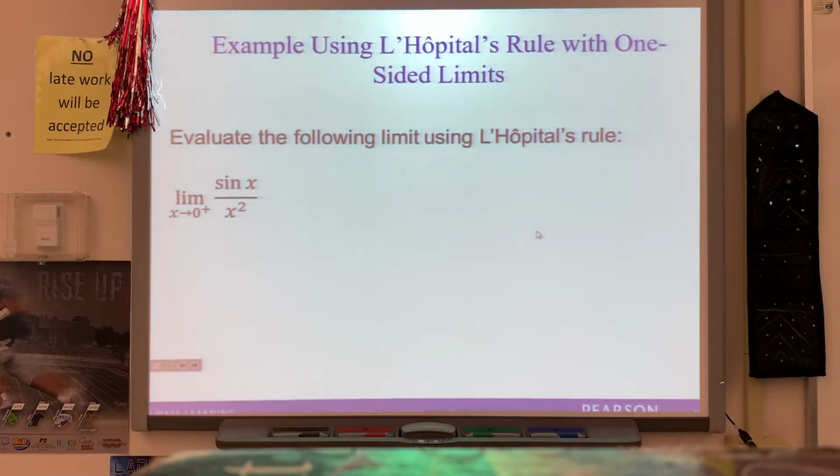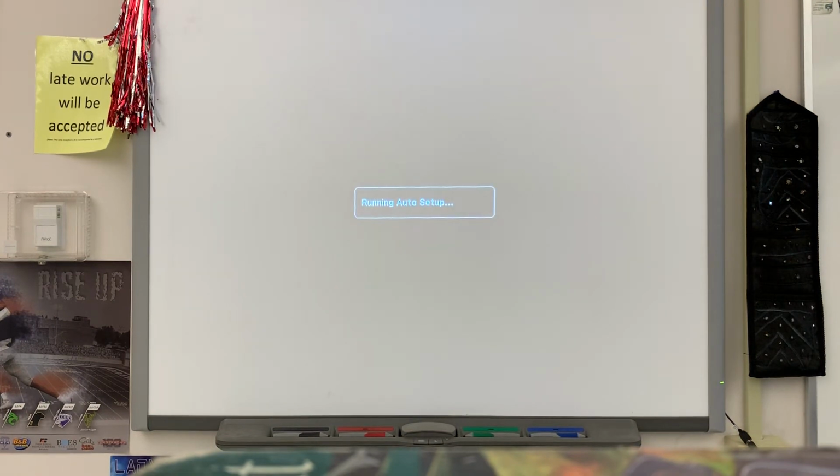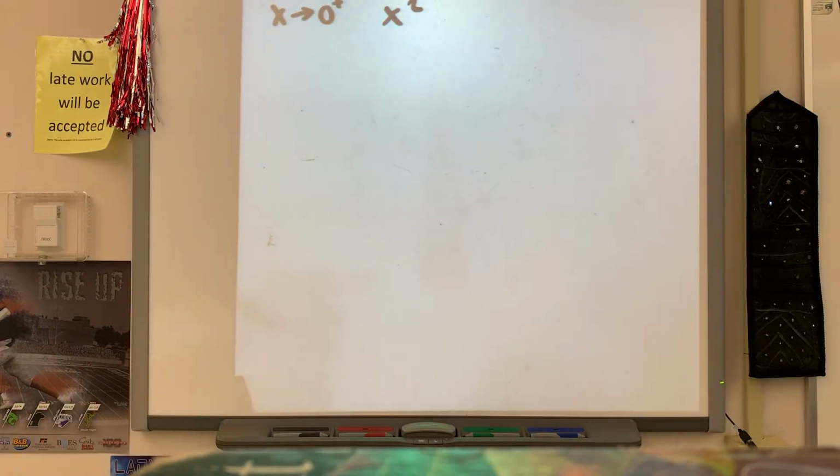All right. So L'Hopital's rule, I don't have any notes necessarily on how it applies for one-sided limits, other than just to say L'Hopital's rule is not just defined for two-sided limits. It also applies for one-sided limits, and we're going to see that here in this problem. Okay, so this problem asks us to evaluate the following limit using L'Hopital's rule, and this is a one-sided limit, a limit as x approaches 0 from the right of sine x over x squared.